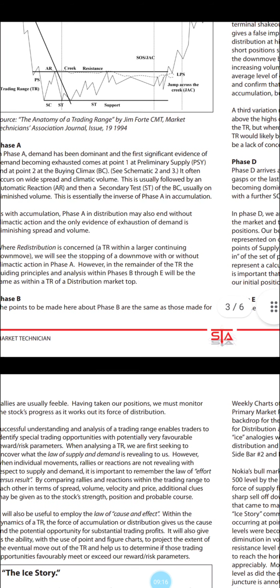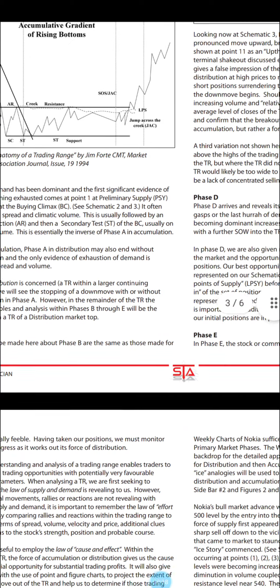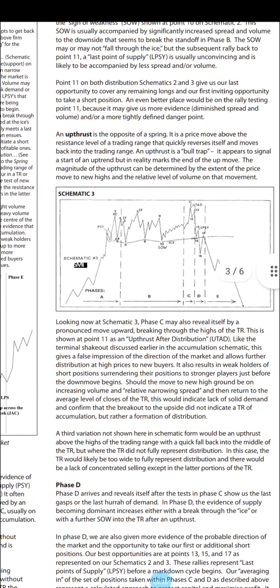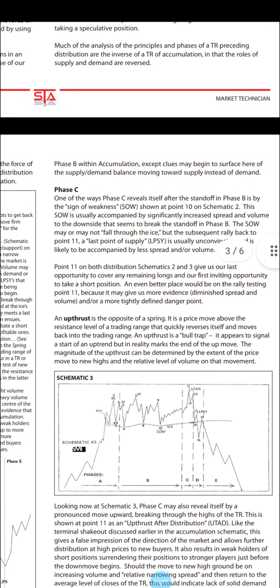Phase B. The points to be made here about phase B are the same as those made for phase B within accumulation, except clues may begin to surface here of the supply-demand balance moving toward supply instead of demand.